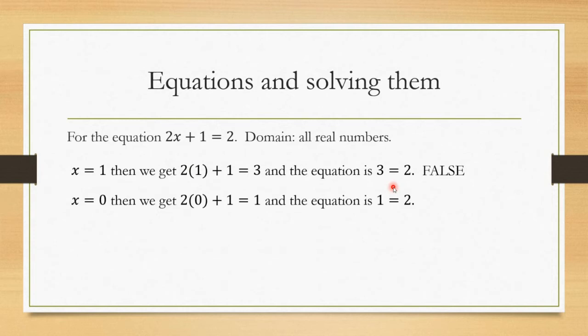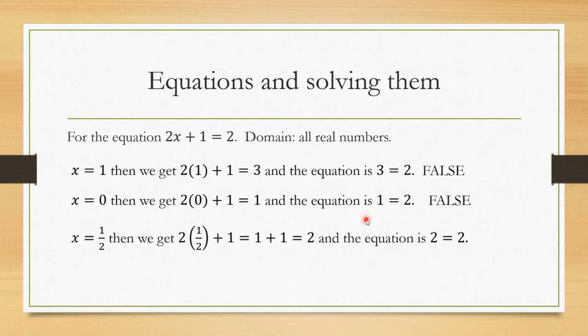What about if x is 0? In that case, we would have 2 times 0 plus 1. That's equal to 1, right? So in that case, the equation would be 1 equals 2. But that's also false. 1 is not equal to 2. We could keep doing this for many integers if we want. We'd be here for a while.